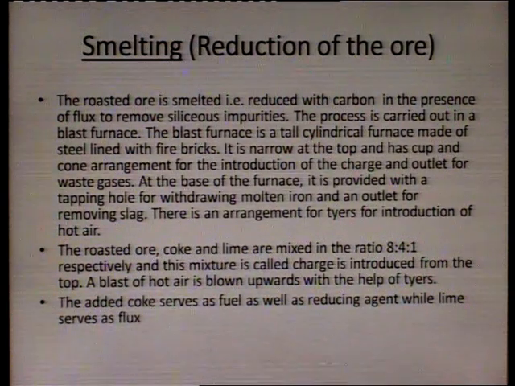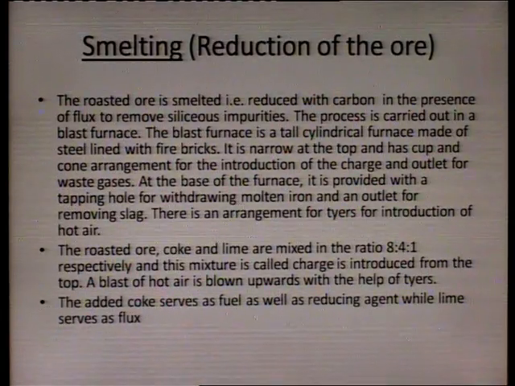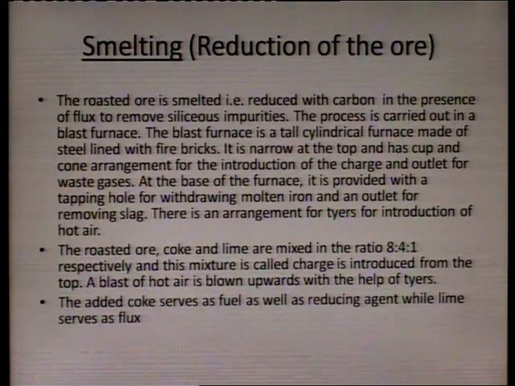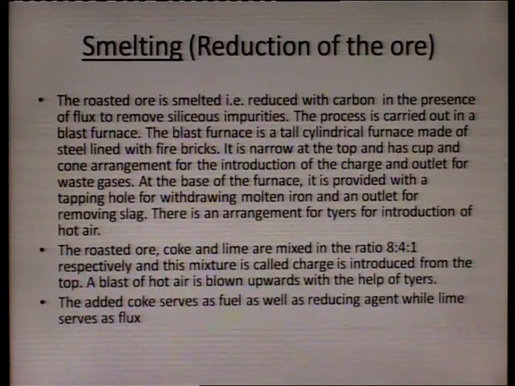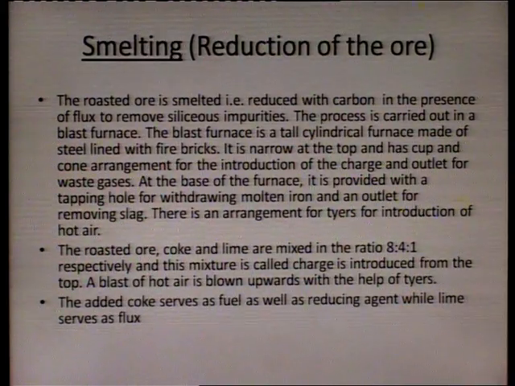The blast furnace is a tall cylindrical furnace made up of steel lined with fire bricks. This furnace is narrow at the top and has a cup and cone arrangement for the introduction of charge, and it has an outlet for the waste gases. At the base of the furnace, it is provided with a tapping hole for withdrawing molten iron and a second outlet for removing the slag. There is an arrangement of tuyeres for the introduction of hot air at the base of the blast furnace.